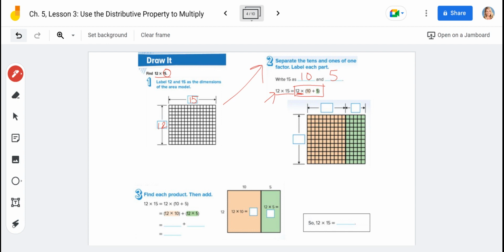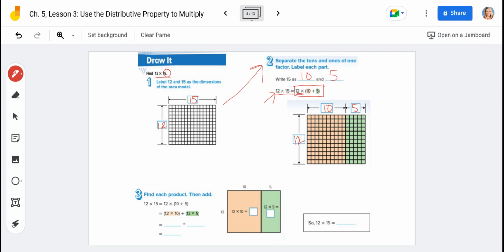So back to what we know, my number that I do not decompose is going on the outside. That's supposed to be a 12. My decomposed number is going to go on the top, 10 and 5. So I decompose. Now I need to multiply.